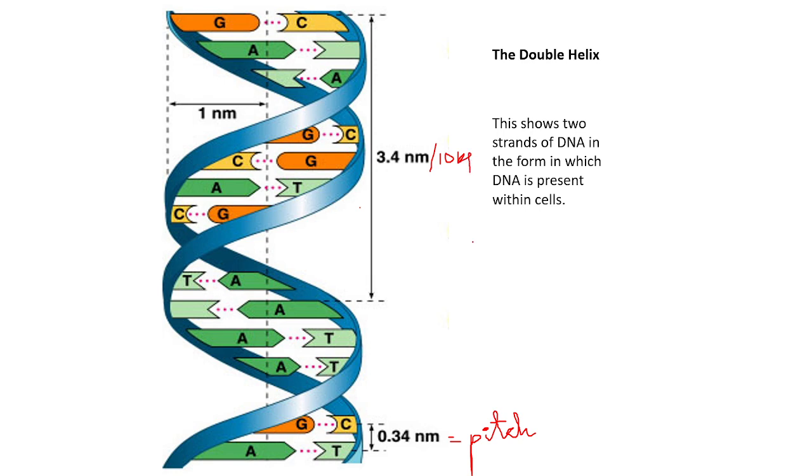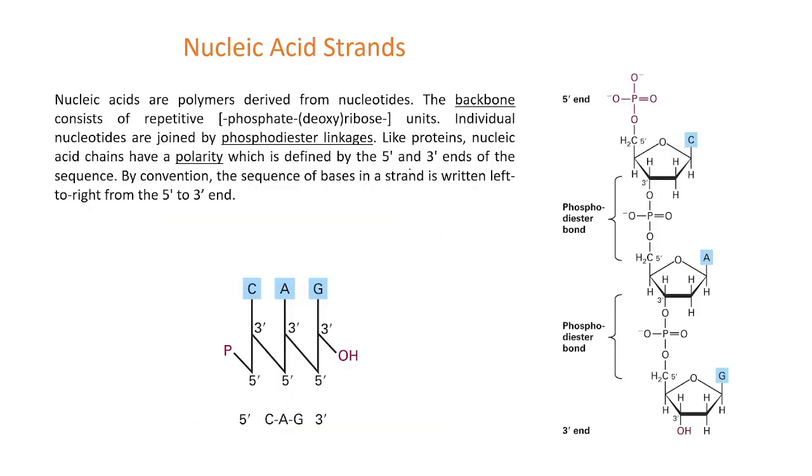Okay, so this shows two strands of DNA in the form in which DNA is present within the cell. So this is 10 base pairs for 3.4 nanometer, and the pitch of the double helix DNA is 0.34 nanometers.